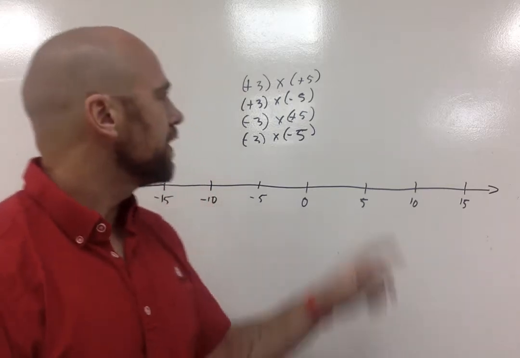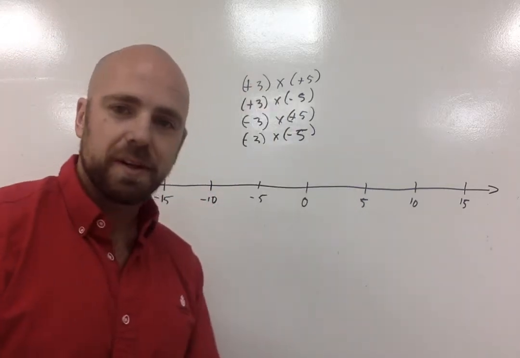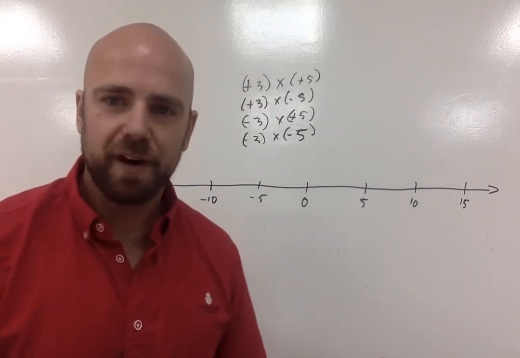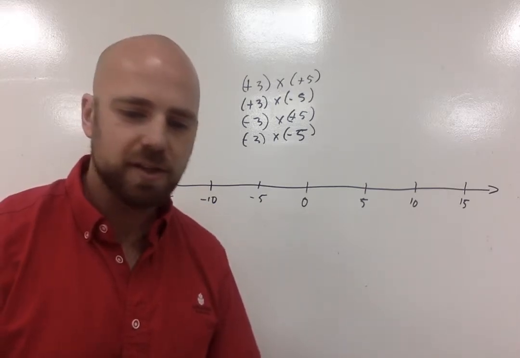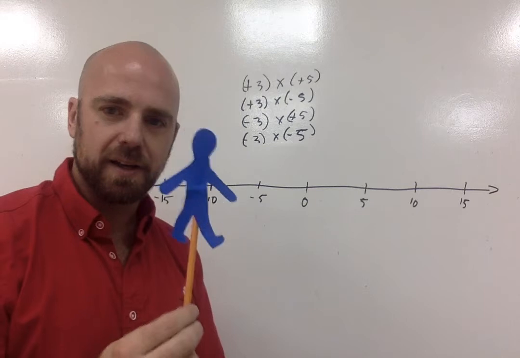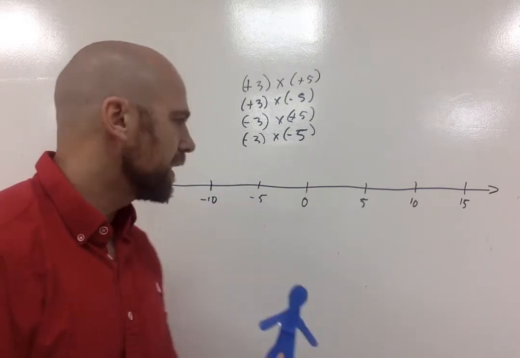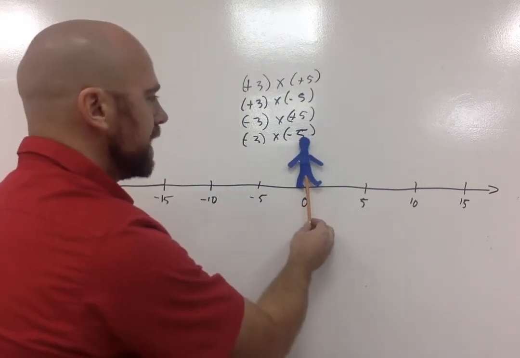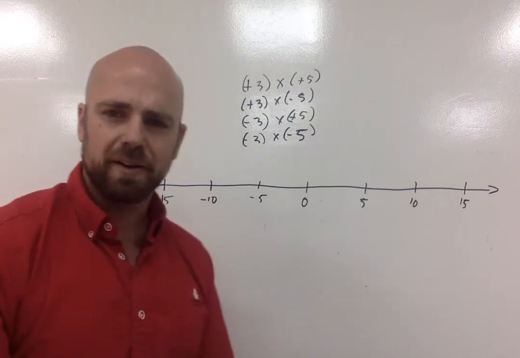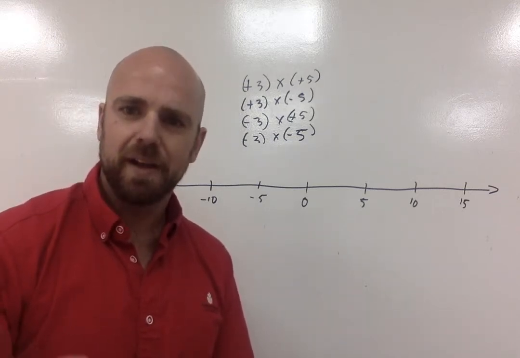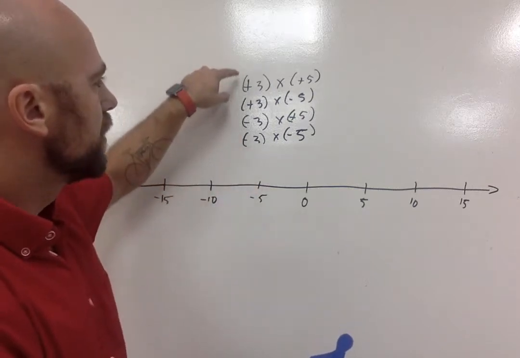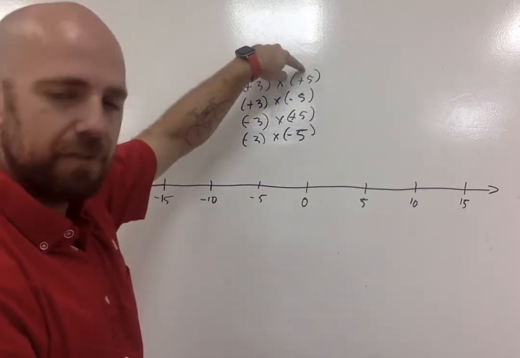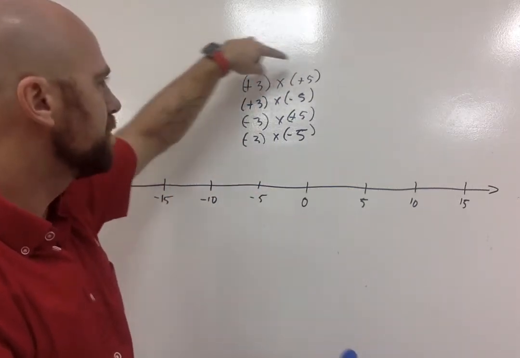So let's start with positive 3 times positive 5, or 3 times 5, which you've done since grade 4 when you started multiplication. We're going to take our blue guy, because our blue guy is our positive guy. He's starting at 0, and just a reminder that multiplication is basically constant addition. So what we're doing here is 3 jumps of positive 5.